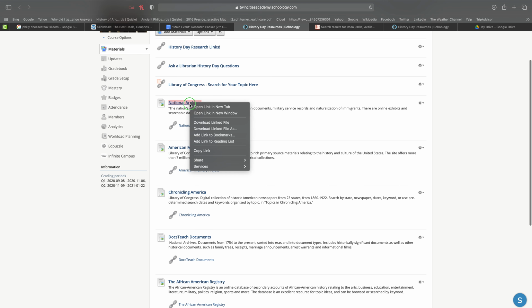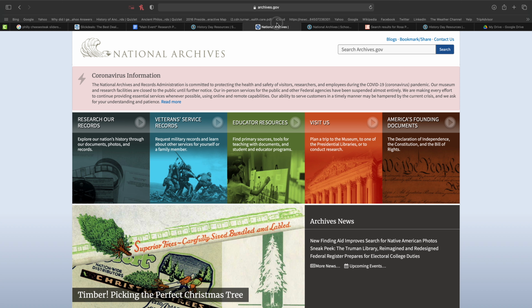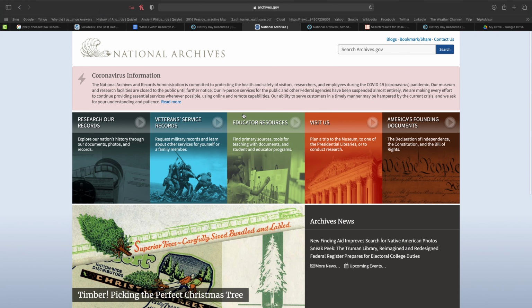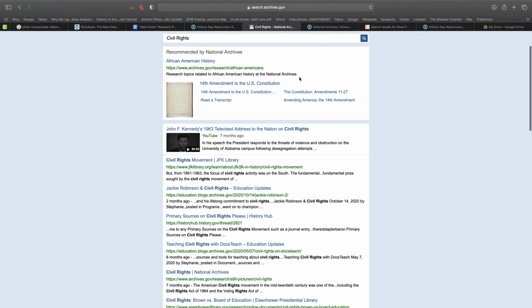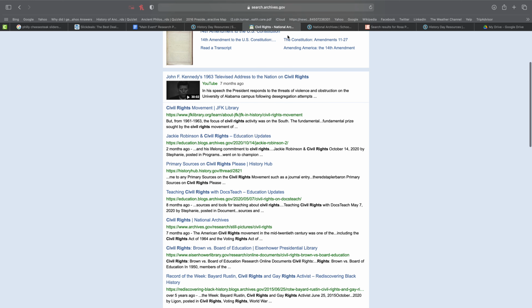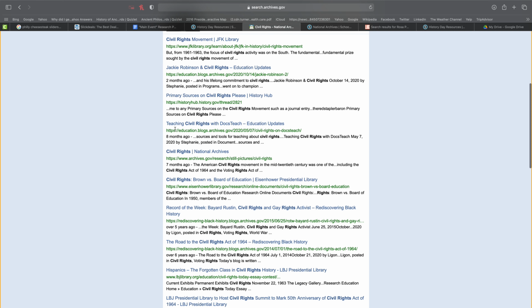Then they have the National Archives. I think it's archives, but we'll see. So click here. This has more just records of important things than anything else. But again, we could do civil rights, and then you'll have some sources you could use. For example, there's JFK's televised address to the nation on civil rights a few months before he died, I think. Just different things you can use.